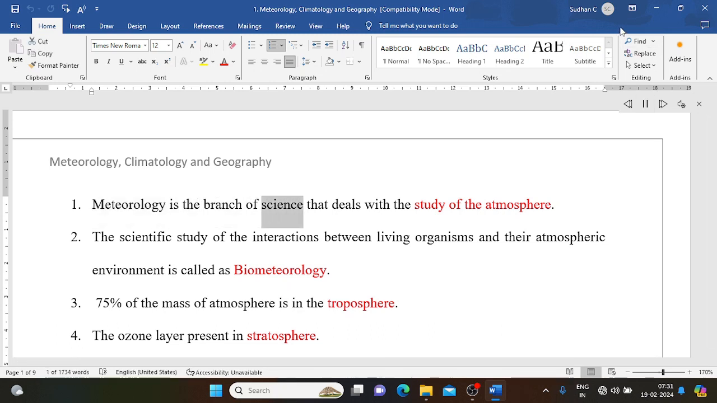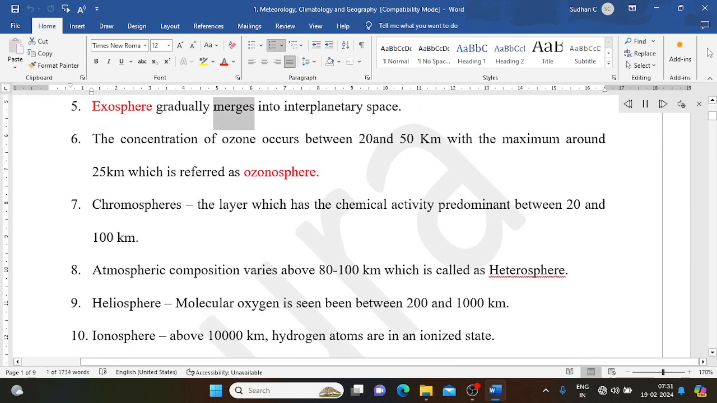Meteorology is the branch of science that deals with the study of the atmosphere. The scientific study of the interactions between living organisms and their atmospheric environment is called biometeorology. 75% of the mass of the atmosphere is in the troposphere. The ozone layer is present in the stratosphere. Exosphere gradually merges into interplanetary space.